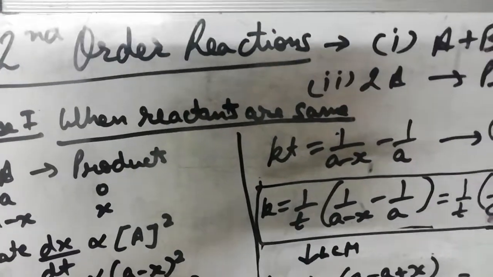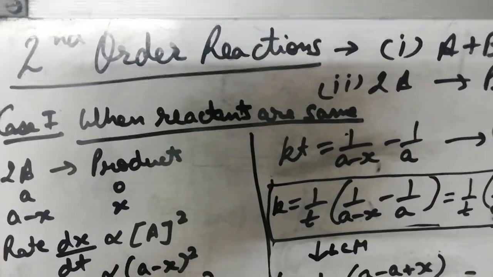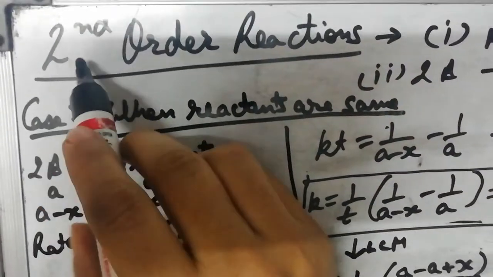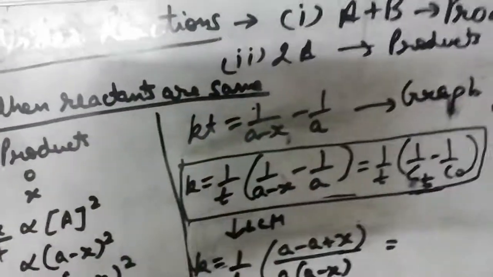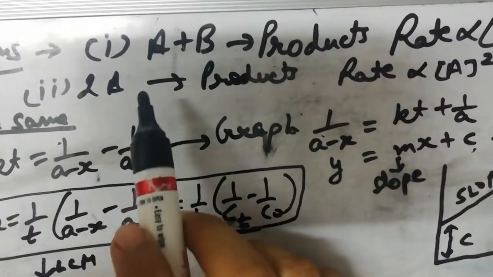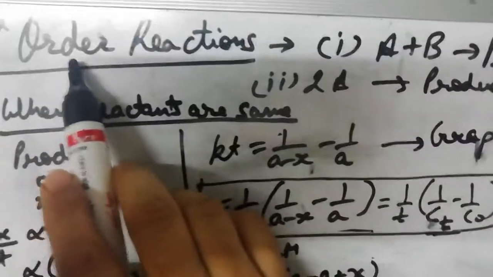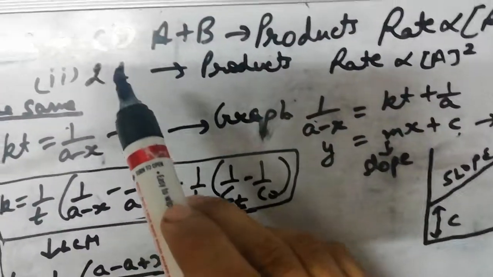Greetings everyone. This is the 6th lecture of chemical kinetics, and in this lecture we will discuss second order reactions. So what are second order reactions? In which the number of moles of reactants is 2. That is, the order of the reaction is 2.